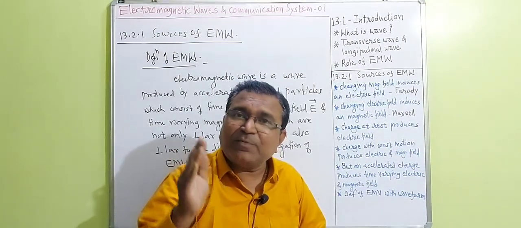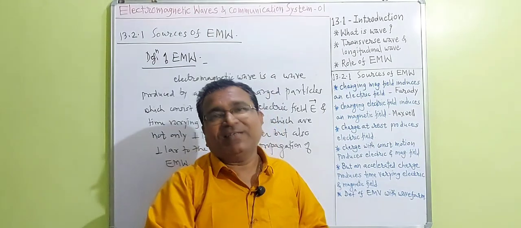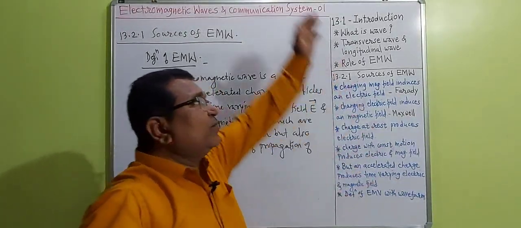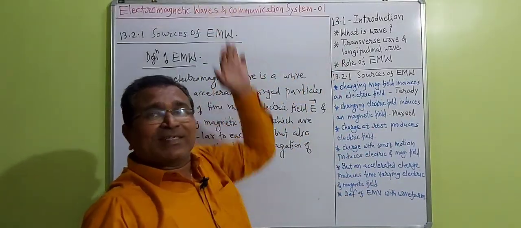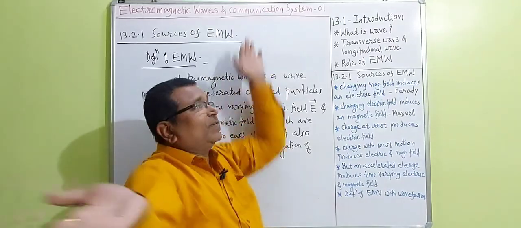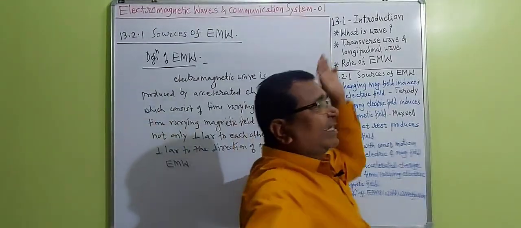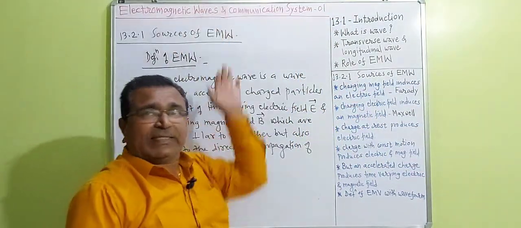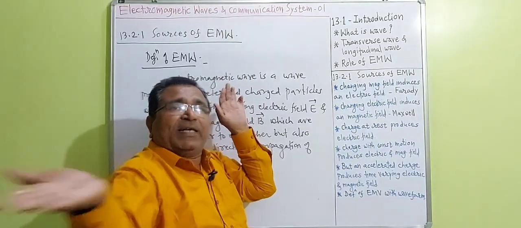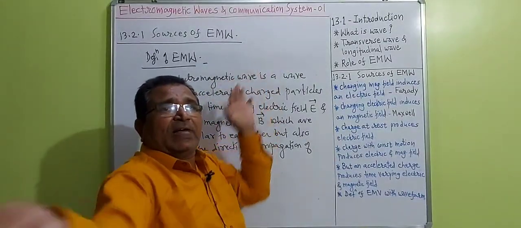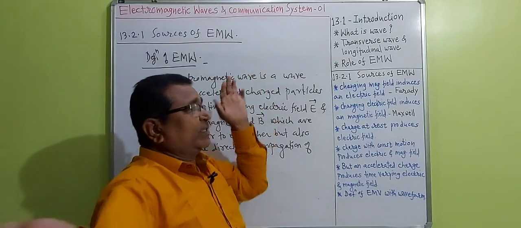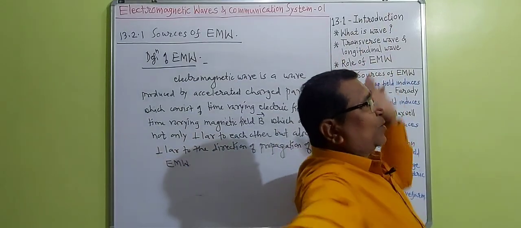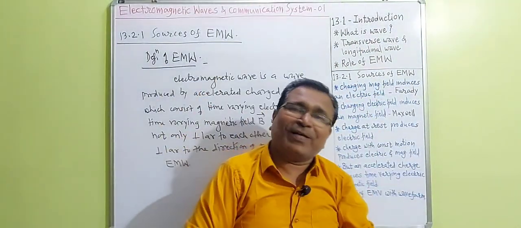Time varying electric field and time varying magnetic field both are perpendicular to each other. See here how the electromagnetic wave is moving. This is a time varying electric field. This is a time varying magnetic field, and this is the direction of the propagation of the wave. They are perpendicular to each other, and this is called an electromagnetic wave.